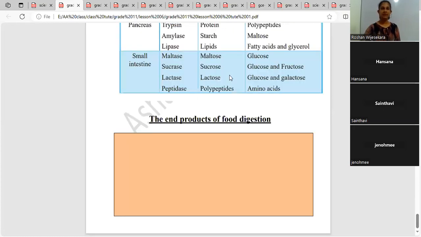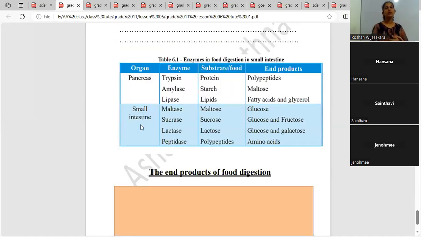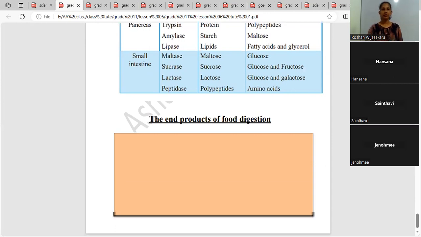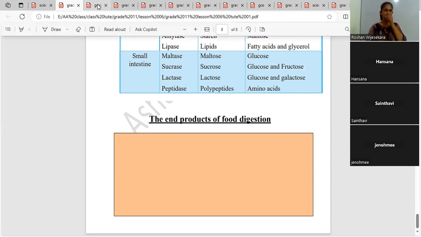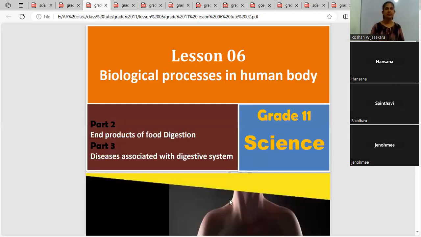Those are the things we discuss here in the pancreas and small intestine. There are special enzymes for food digestion. In food digestion, there are two processes: chemical digestion and mechanical digestion. These enzymes do chemical digestion. Okay, chemical digestion. And here we wrote the end product of food digestion. And this is the second tube, end product of food digestion and diseases associated with the digestive system.